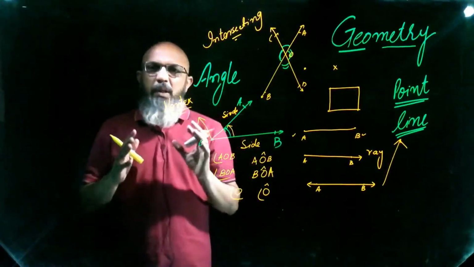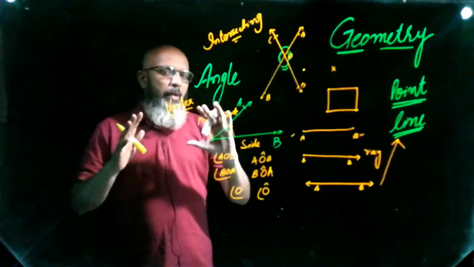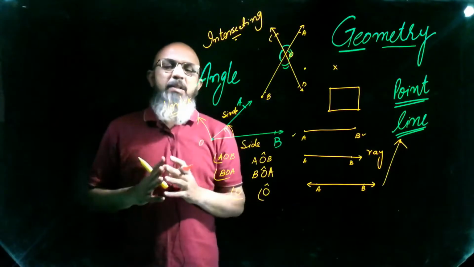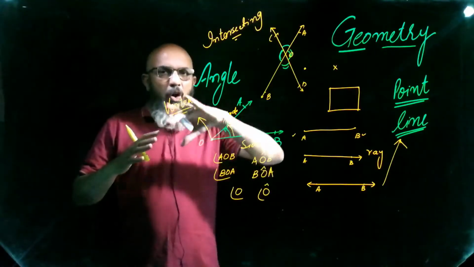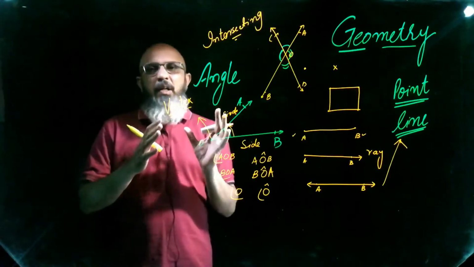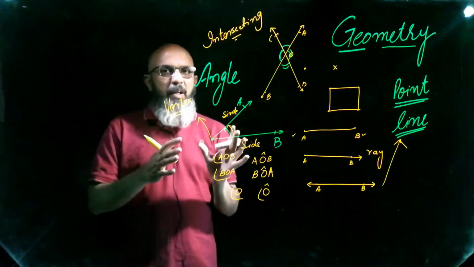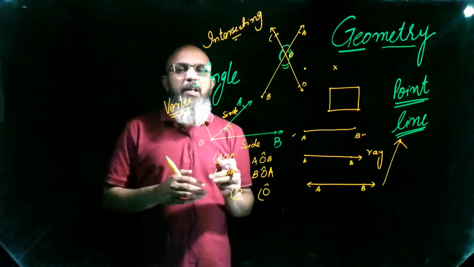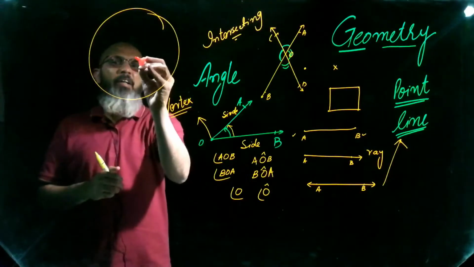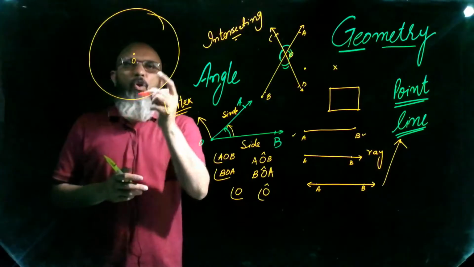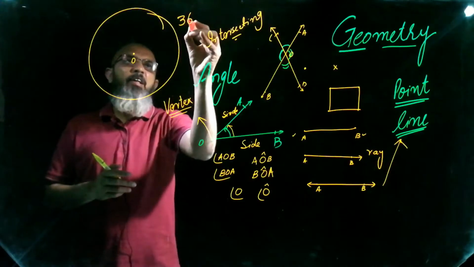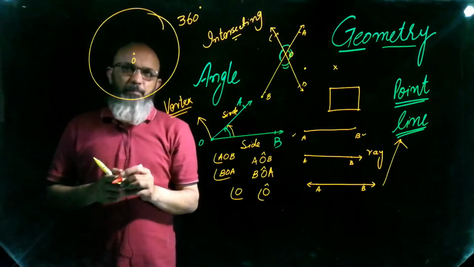Now come to the next thing. How many types of angles are there, what is the total degree, and how can we measure an angle? We can measure angles in degrees. You can understand by a simple example. If we have a circle with the center O, what is the total angle in degrees of a circle? That is 360 degrees.